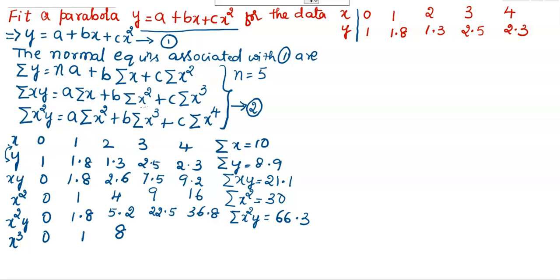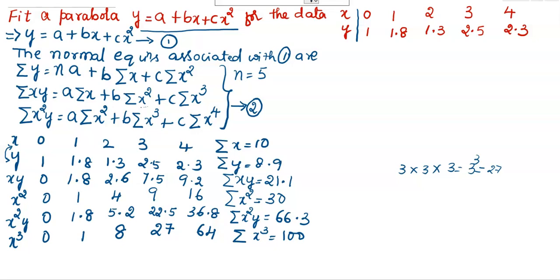Same way, 3 cube means 3 to the power of 3. 3 you have to multiply 3 times. 3 into 3 into 3. So 3 cube is what? 27, right? So you have to write 27. Same way, 4 cube, it is what? 64. Okay, you add this: 0 plus 1 plus 8 plus 27 plus 64. So that's equal to what? It is 100. So summation of x cube is 100. We found the summation x cube.